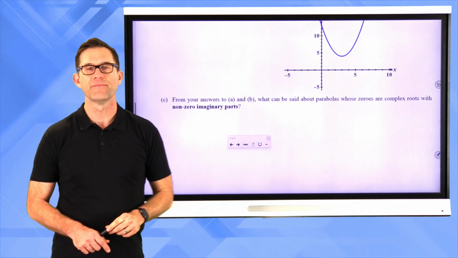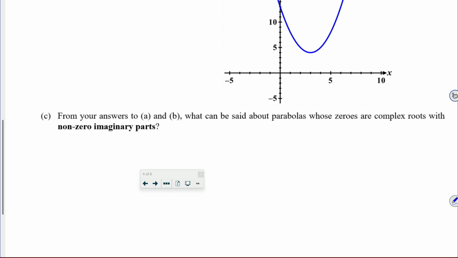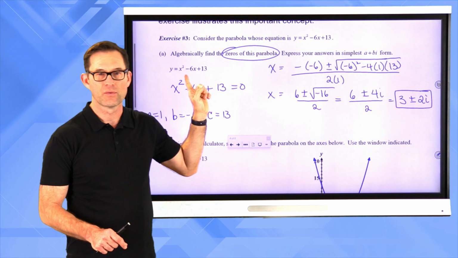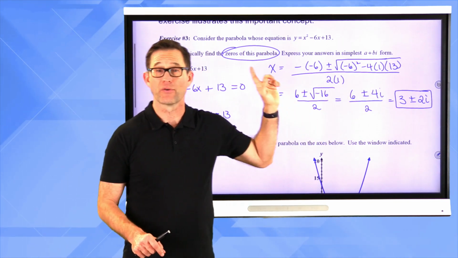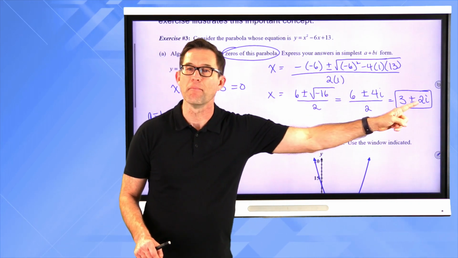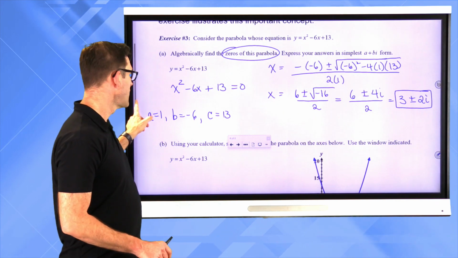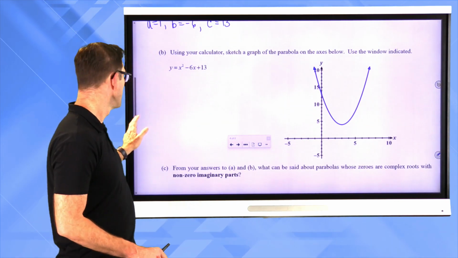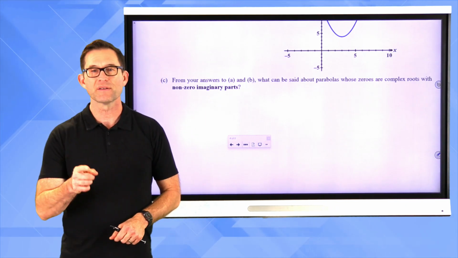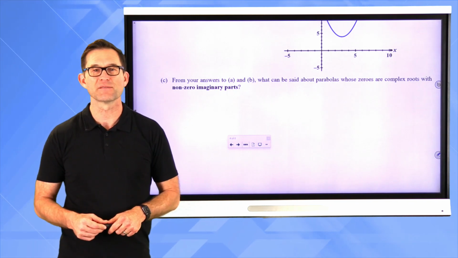So, letter C. From your answers to A and B, what can be said about parabolas whose zeros are complex roots with non-zero imaginary parts? In other words, what can you say about a quadratic function that ends up having zeros that algebraically have an imaginary component to them? Take a look at that and look at that. What can you say about those x-intercepts? Pause the video now and give an explanation.